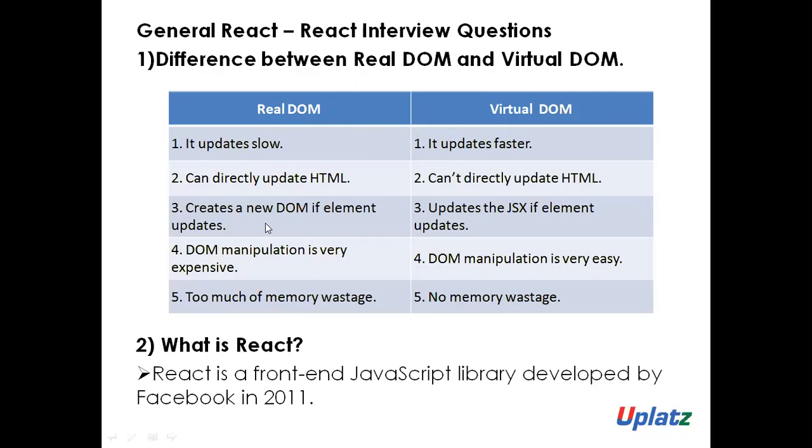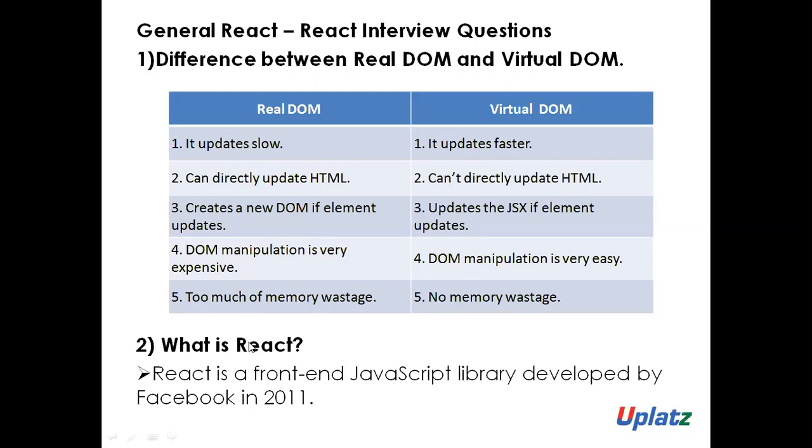With real DOM we need to create DOM elements if it needs an update, but here JSX will do the update. The real DOM is very expensive, but virtual DOM is very easy, and with real DOM there is a lot of memory waste. With virtual DOM there is no memory waste. These are the two important points about this difference. If you face this question directly in an interview, you can say that real DOM is very expensive compared to virtual DOM, and it has memory wastage.